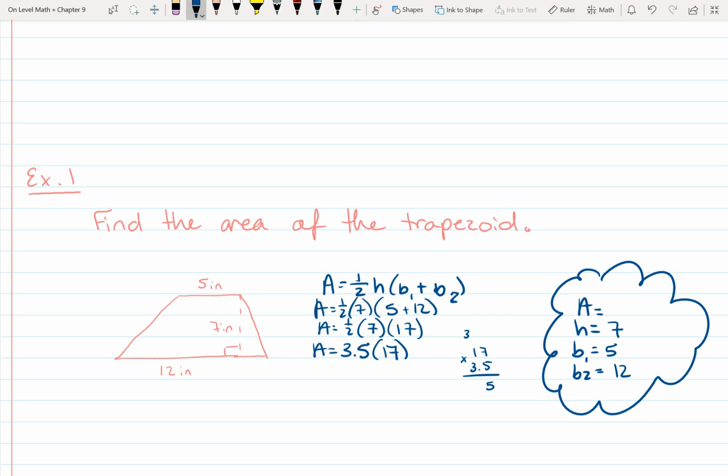5 times 7, we get 35. 5 times 1 is 5, 6, 7, 8. And the last place is 0. 3 times 7 gives us 21. 3 times 1 is 3, plus 2 is 5. So 5, 9, 5. We have 1 decimal here, which means we need 1 here. 59.5. A equals 59.5, and it is inches squared.